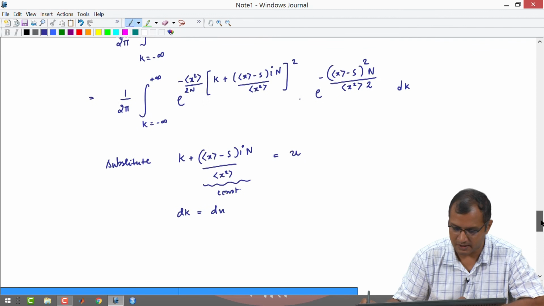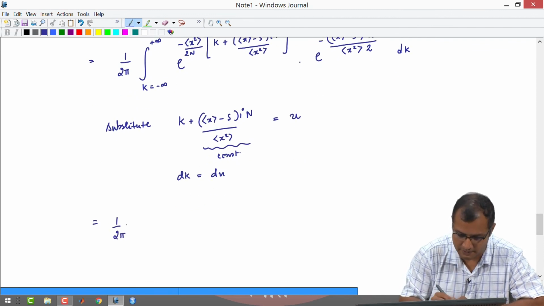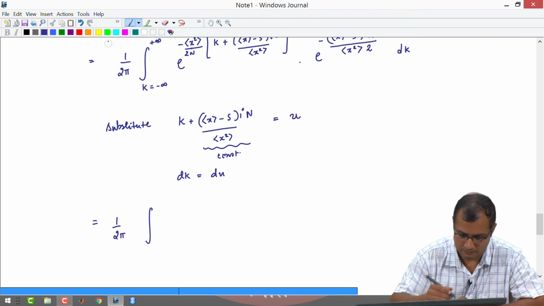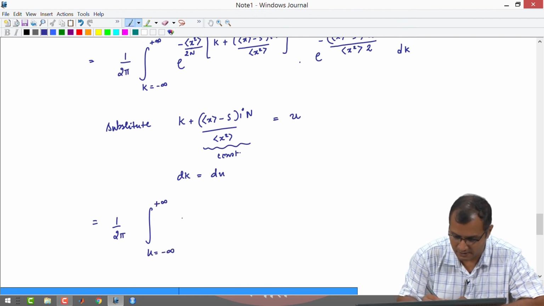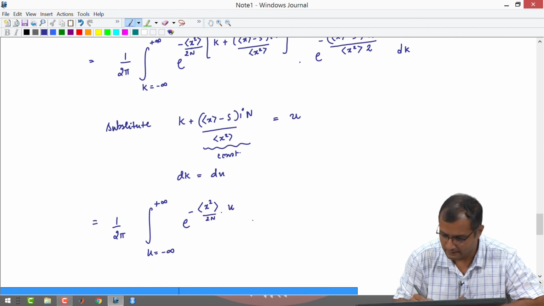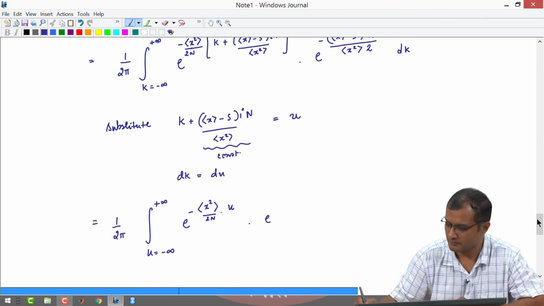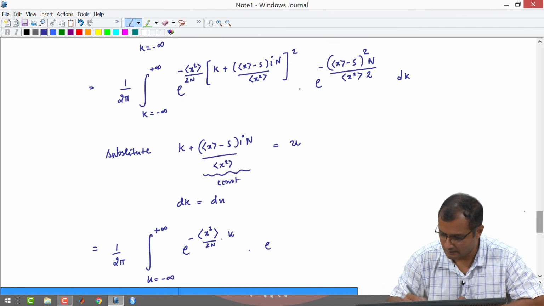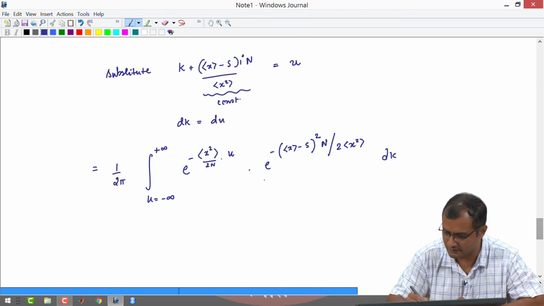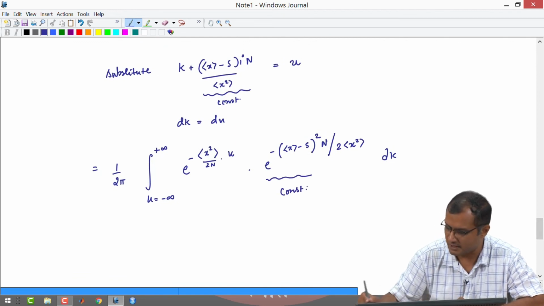Okay, so my integration above will become 1 upon 2 pi into the integral over u going from minus infinity to plus infinity of e raised to minus mod x square by 2n into u, into e raised to minus mod x minus s the whole square by n divided by 2 into mod x square dk. Now this exactly is a constant. Okay, so for this integral, this is also a constant. It does not depend on k, so it will come out of this.